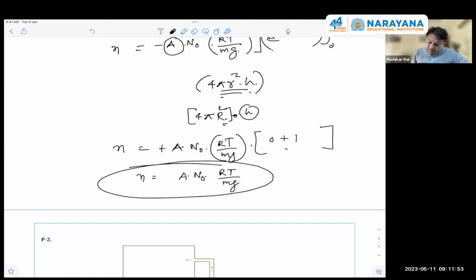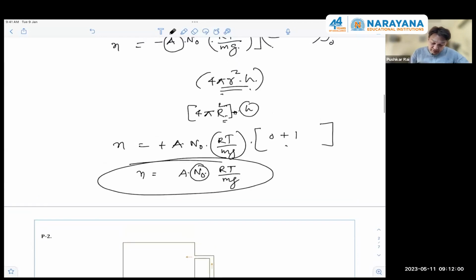So by solving it, you will get the value of n naught. So n naught will come out to be what? N, you know, N into mg upon kT into A.